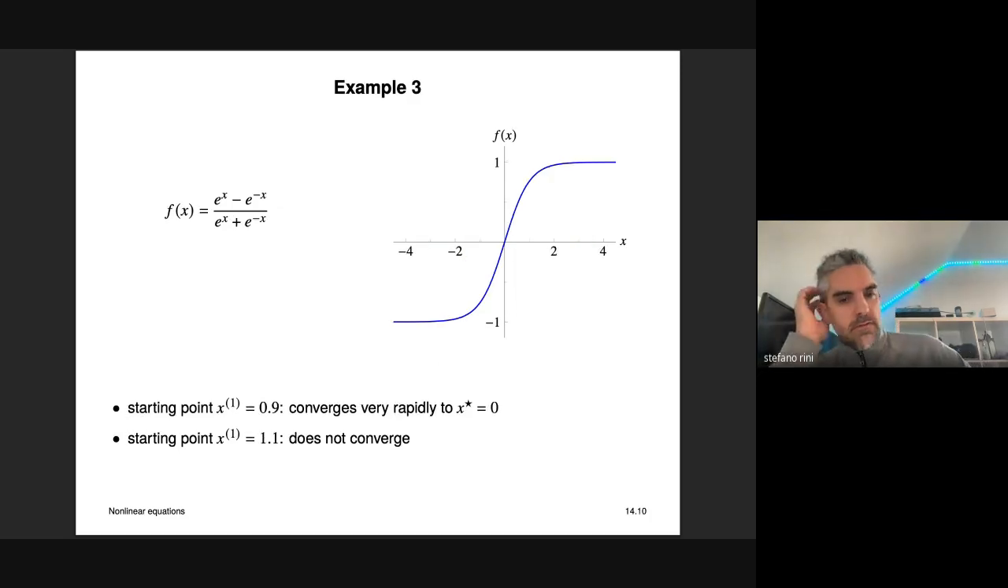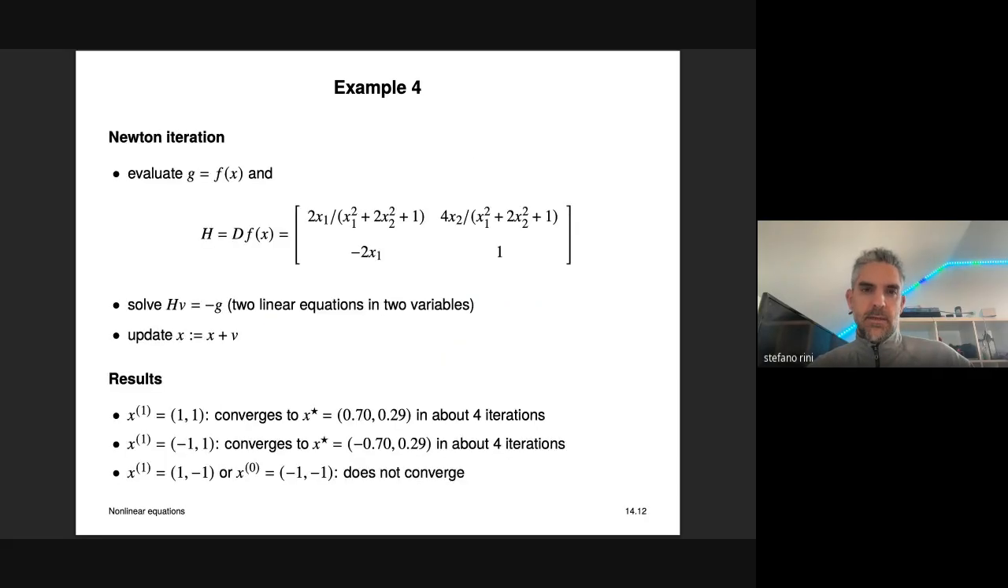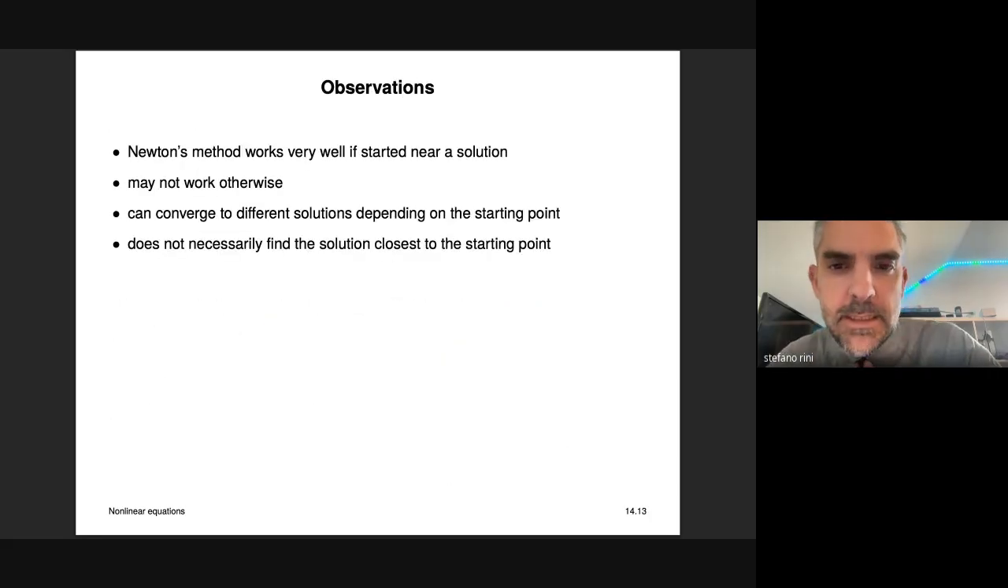This is our sigmoid function. Starting point, yeah, so just finding the 0 of this function. This is a much nicer function for which one finds a 0 because the function is very flat. But here the message is that if you start from 1.1, then you go in the wrong direction and you never come back. And there are some more examples here and there, not particularly interesting.